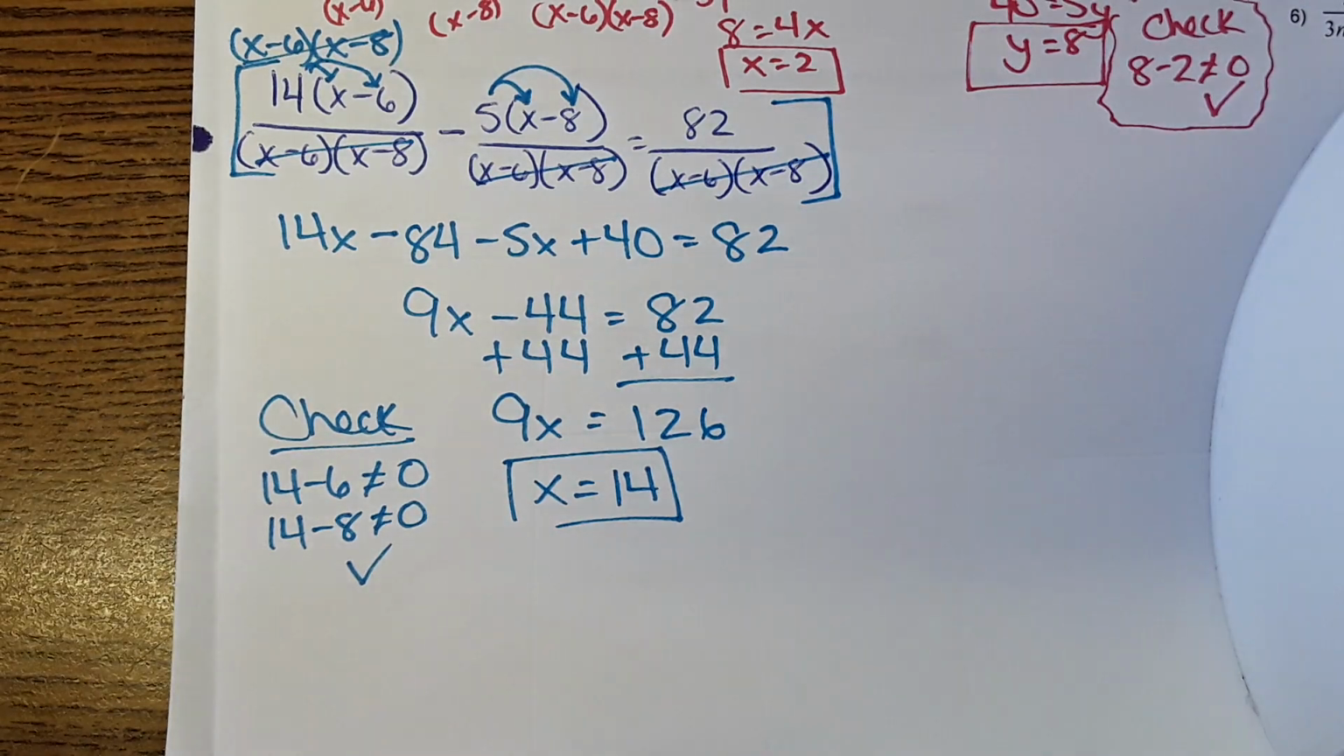What would happen if it did equal 0? You have to throw it out. You just did something wrong? No, you just, it can't be a solution. We'll have an example where it happens.